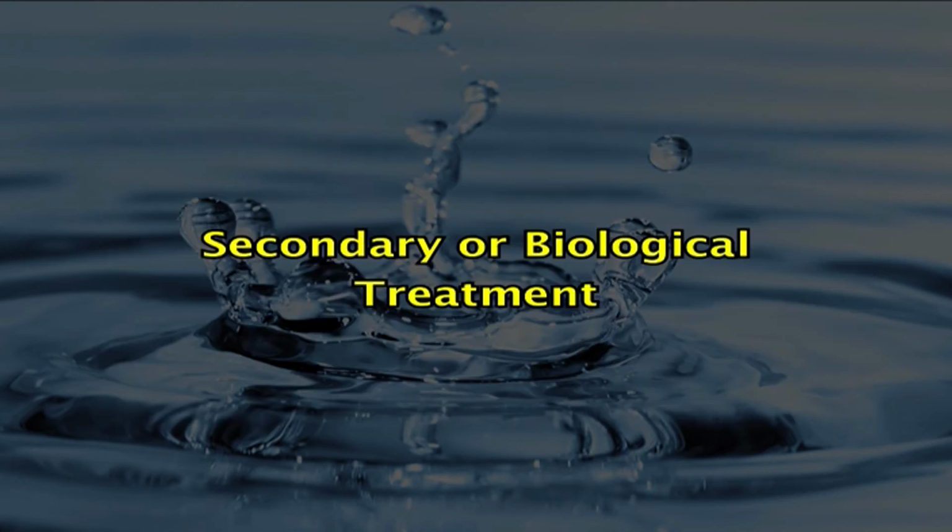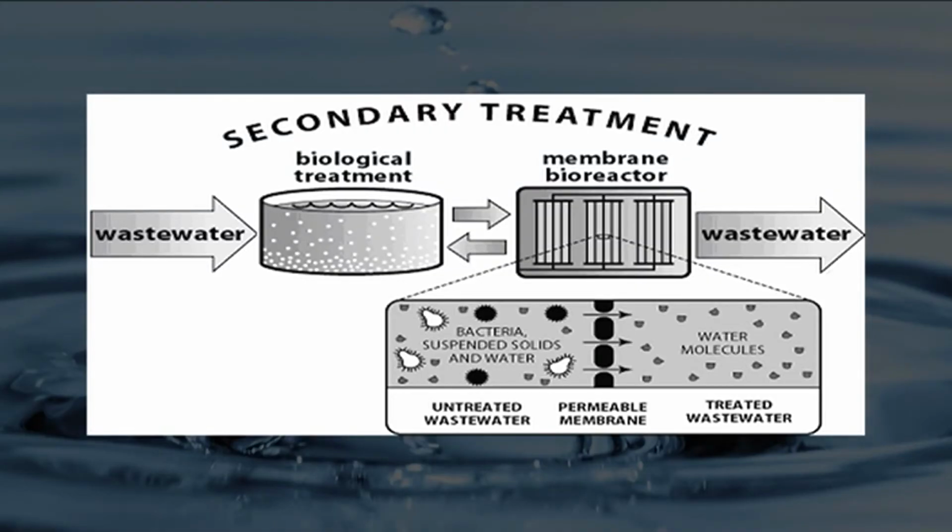Now let's move on to the secondary or biological treatment. The water after primary treatment is not fit for drinking purposes and has to undergo further treatment. This is done through secondary or biological treatment. It involves the use of microorganisms. The microbes, including bacteria and protozoa, consume organic pollutants as food. They metabolize the biodegradable organics, converting them into carbon dioxide, water and energy for their growth and reproduction.